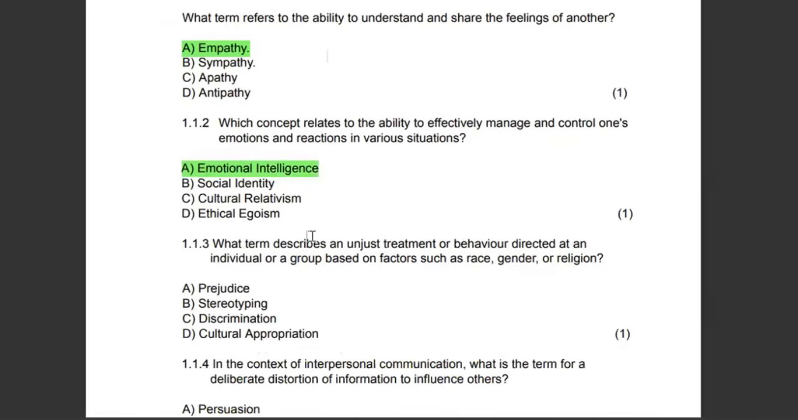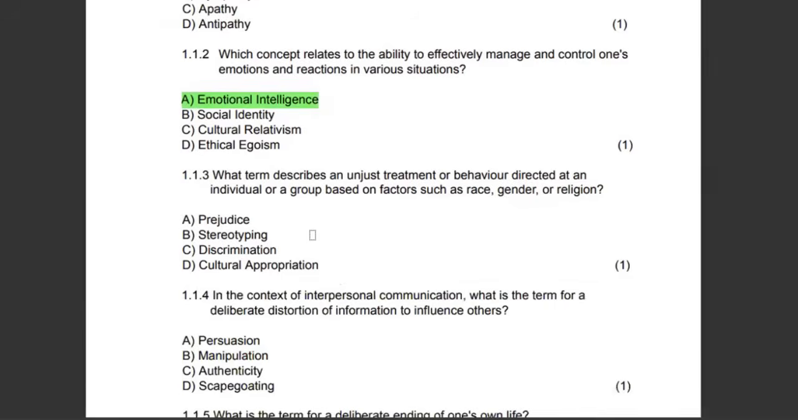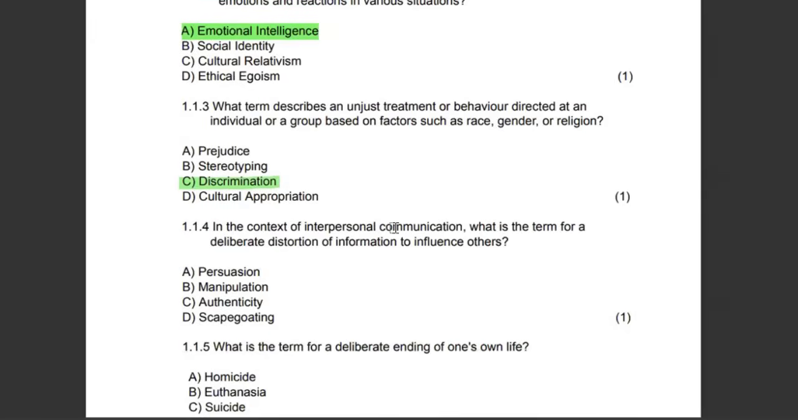Then 1.1.3, what term describes an unjust treatment or behavior directed at an individual or a group based on factors such as race, gender, or religion? That is known as discrimination. When you are unfairly treated simply because of your race, your gender, or your religion, that is called discrimination. When it is race, that is racial discrimination; gender, that is gender discrimination; and religion, that is cultural or religious discrimination.